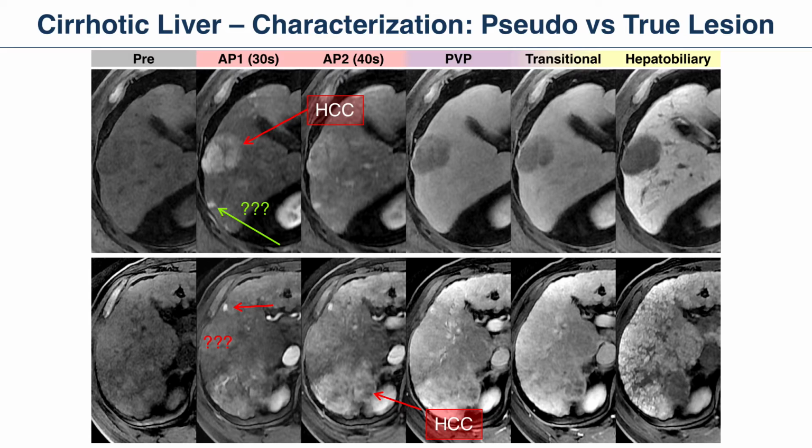Well, let's go to the hepatobiliary phase. So we go to the hepatobiliary phase over here. Does anyone see a corresponding lesion? And the answer is no. So therefore, that's a pseudo lesion. What about over here? Does anyone see a corresponding lesion over here? And I think the answer is yes. Right there, there's a corresponding lesion. So that is not a pseudo lesion, that is an HCC.